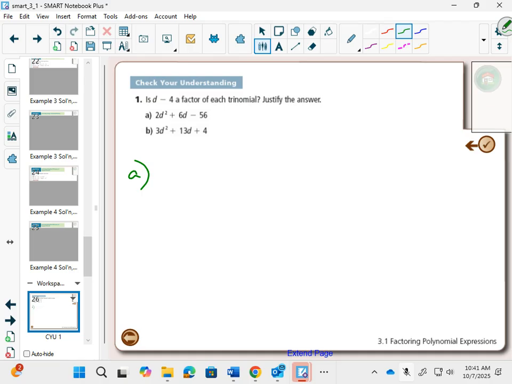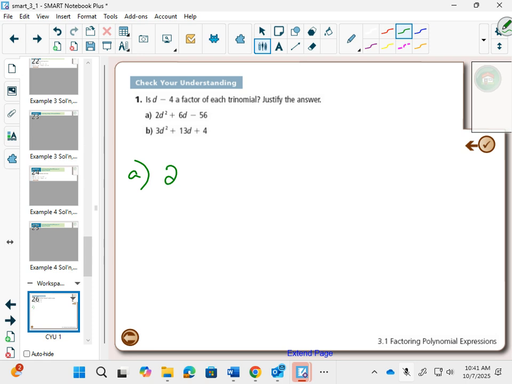Two ways we can do this question. One, it says, is d minus 4 a factor? Justify the answer. We could just factor it, find the answer, and check. If you factor it and d minus 4 is there, then you would say, yes, d minus 4 is a factor. If you factor it and it's not there, you would say no. This is not the quickest method, but it's not bad.